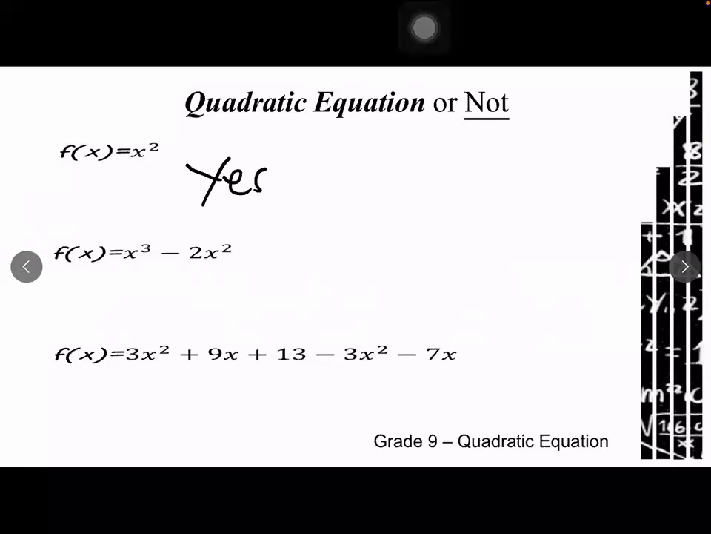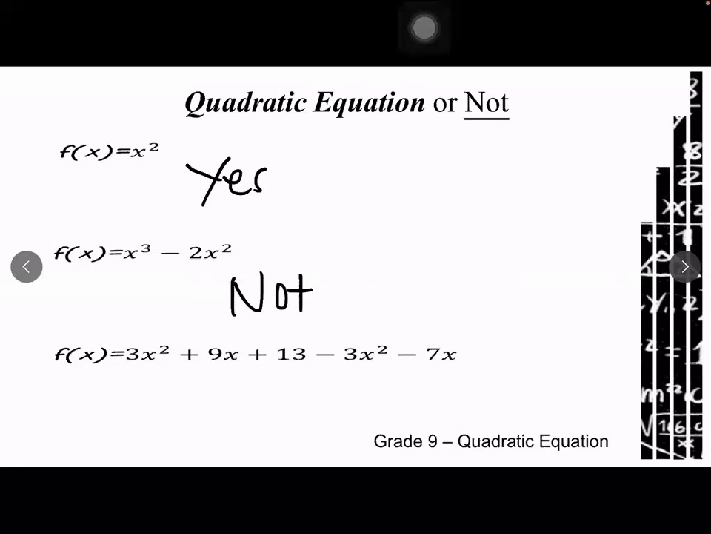Next, we have f of x is equivalent to x cubed minus 2x squared. We need to check if the highest exponent is 2. From here, we have x cubed minus 2x squared. Ano kaya yung highest exponent natin? Is it 2 or is it 3? The highest exponent is 3. Therefore, it is not a quadratic equation. So let us just write no.